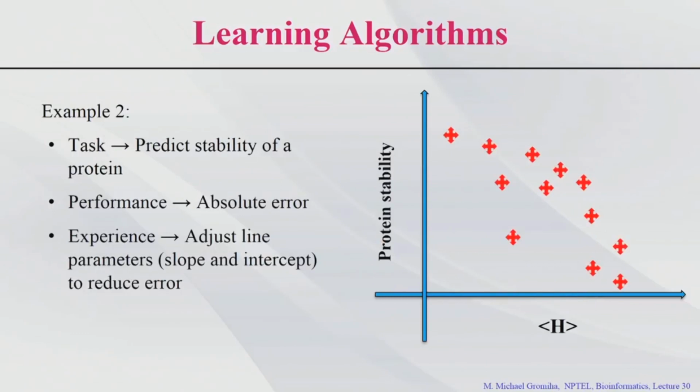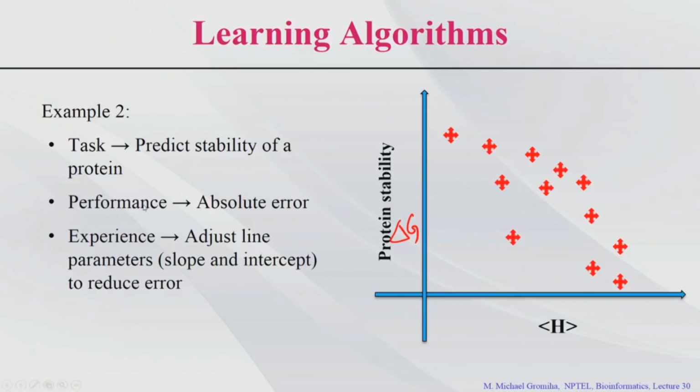Then if you go with real values, for example protein stability, how far the value changes with H, with delta G. With this H hydrophobicity and delta G, we get different points. Now the task is to predict the stability of the protein. If H is known, can we predict the stability? So, how to optimize the method?